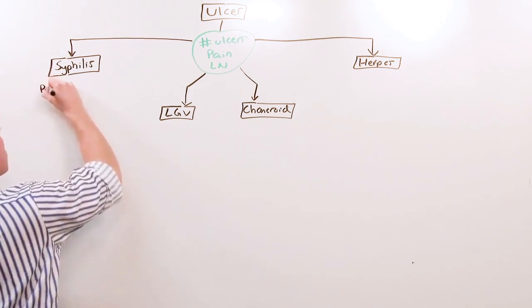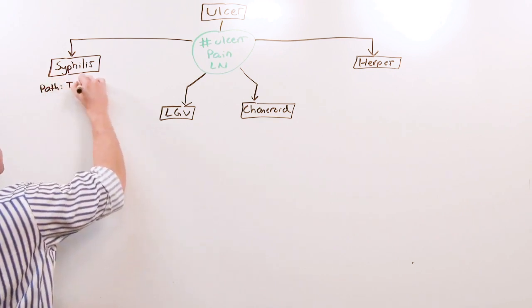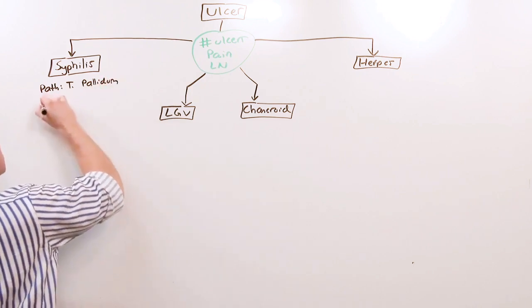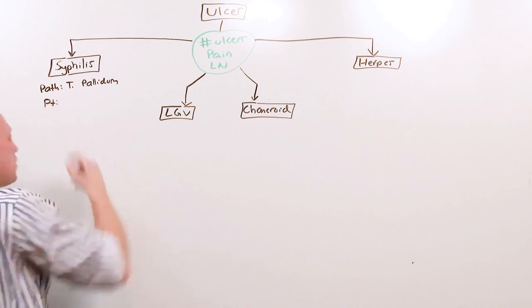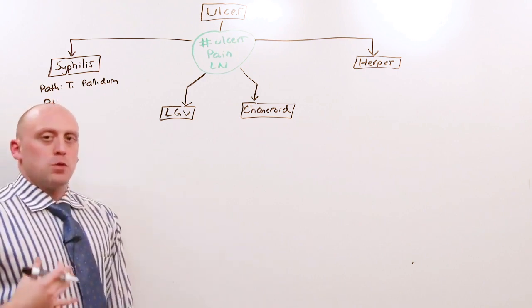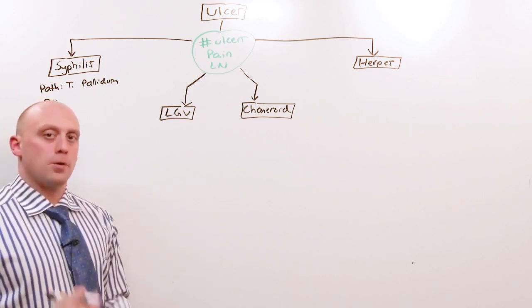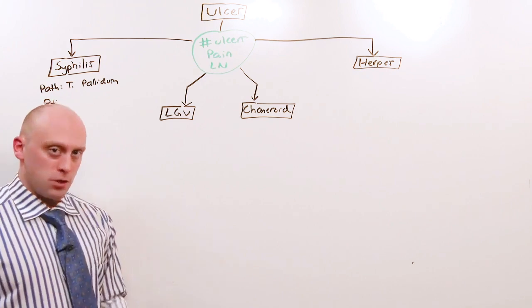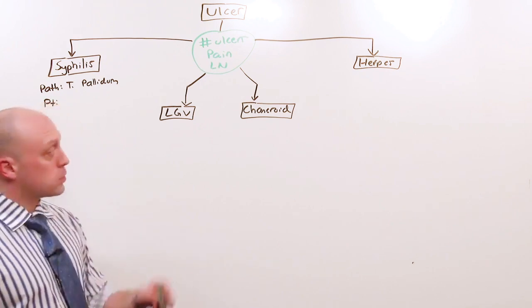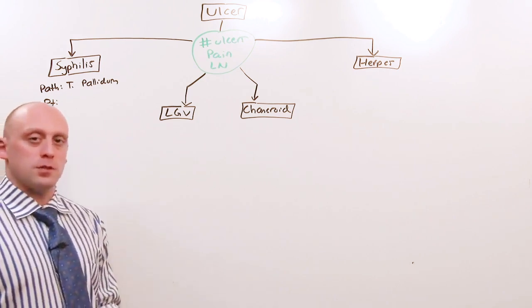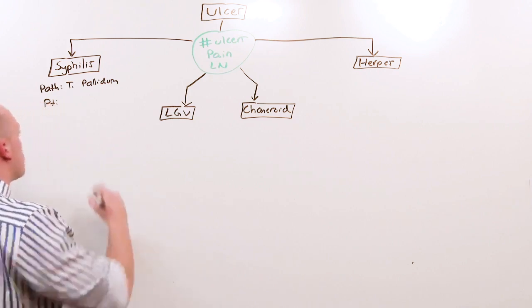Syphilis is caused by infection of Treponema pallidum. And depending on the state of infection, the symptoms will vary. And so you have to be able to identify primary, secondary, and tertiary syphilis. Because we're talking about this in the ulcer lecture, it's not a surprise that syphilis might cause an ulcer.